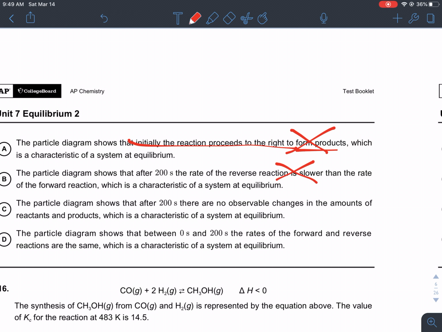Let's take a look at what D says, though. The particle diagram shows that between 0 seconds and 200, the rates of the forward and reverse reactions are the same, which is a characteristic. No. The rate of the forward reaction was faster, and the rate of the reverse reaction was slower until it got to equilibrium.